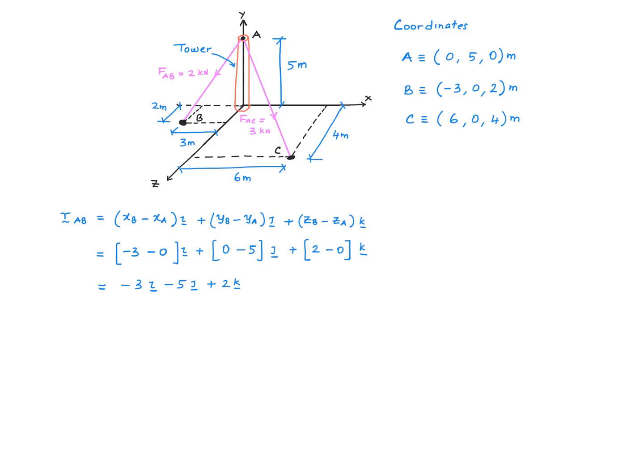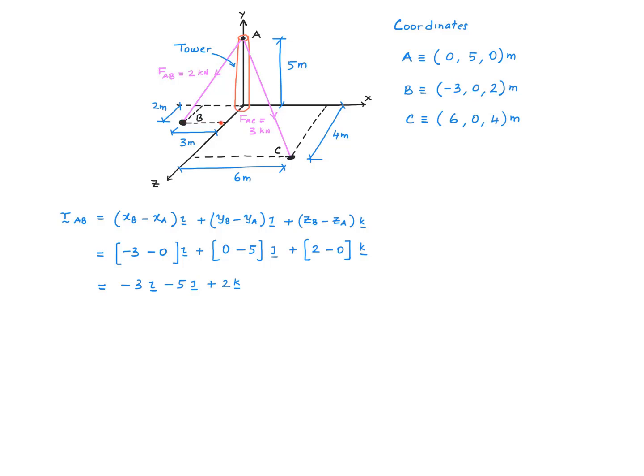So what are the coordinates of point A? Well, point A happens to lie right on the y-axis, right? And therefore the x-coordinate is 0 and the z-coordinate is 0, right? And the y-coordinate, you can see easily, measuring from the origin, is just 5 meters. What about point B? Well, point B happens to lie on the xz plane, and therefore the y-coordinate of that must be equal to 0, right? So we have a 0 here in the middle.